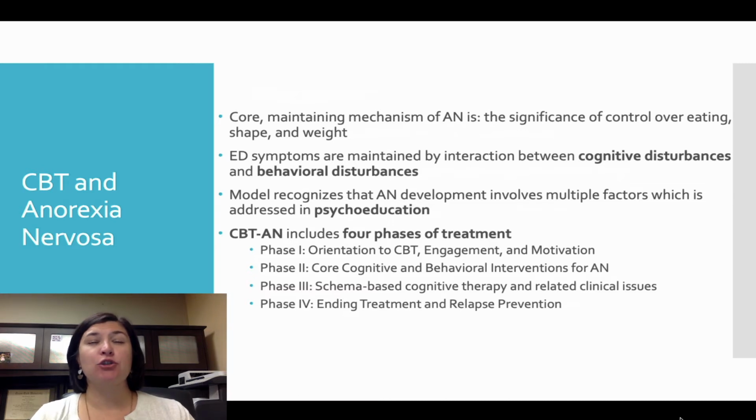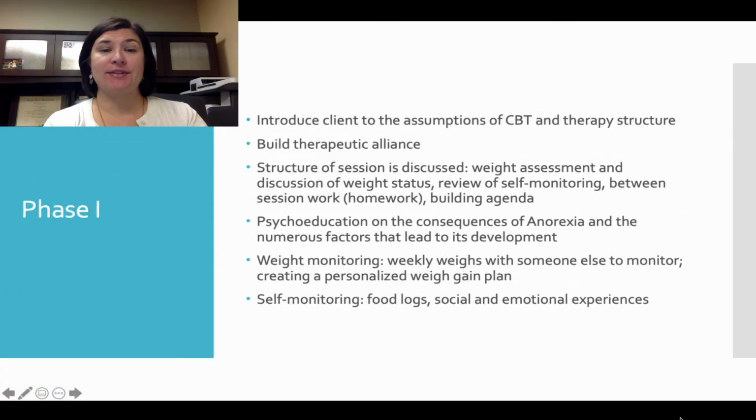Schema-based means we're starting to challenge those messages they've learned and said to themselves for many years, starting to challenge them and helping them with those, turning them into different schemas. Phase 4 is ending treatment and creating relapse prevention. So let's look at those different phases.